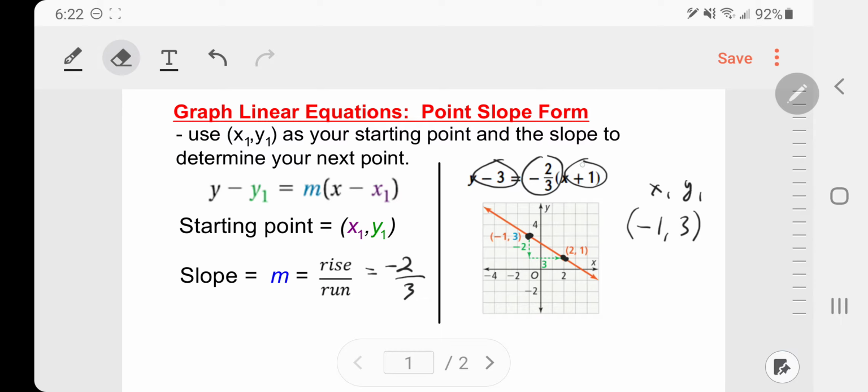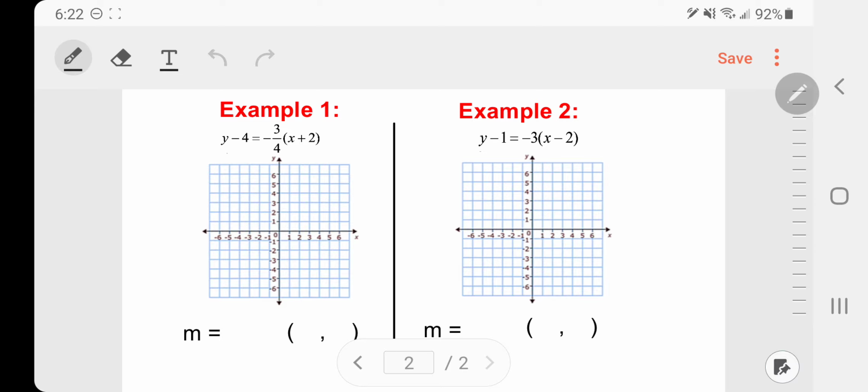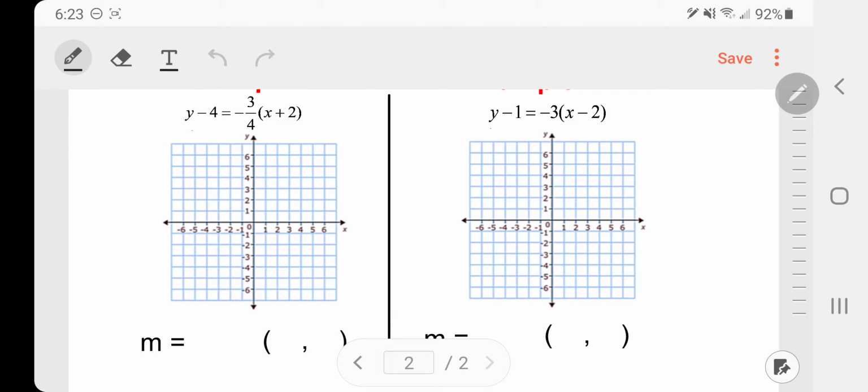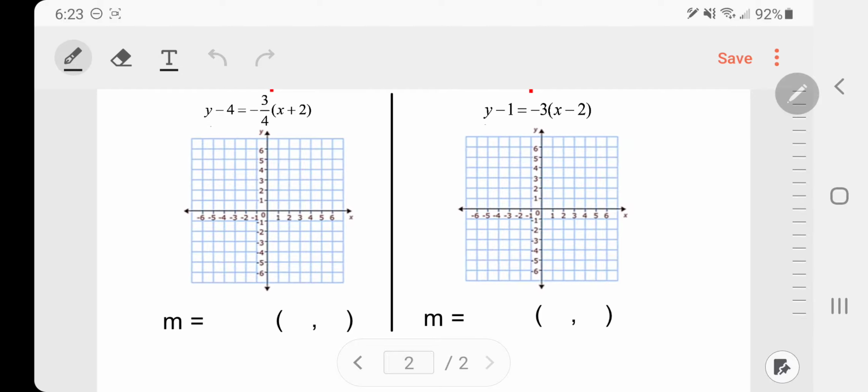All right, let's take a look at a couple more here. We have two examples. Again, you have to first determine what your starting point is going to be. If I'm looking at the first example, I have a 2 and I have a negative 4, or a minus 4. So my starting point would be negative 2, because I want to use the opposite sign, and positive 4, again opposite sign for my x and y. And then my slope is negative 3 over 4.